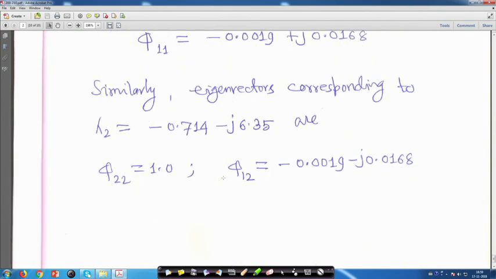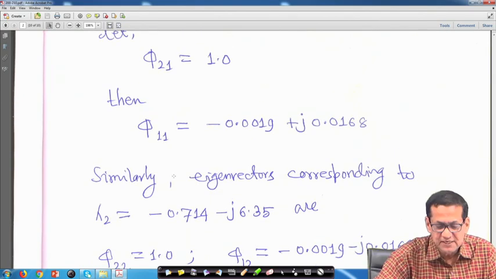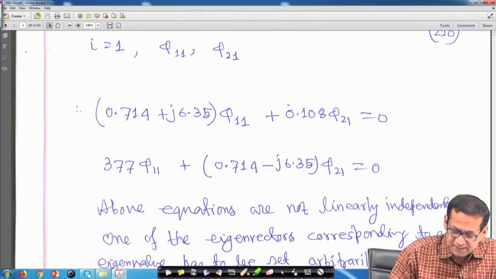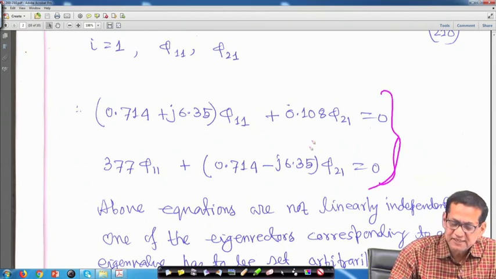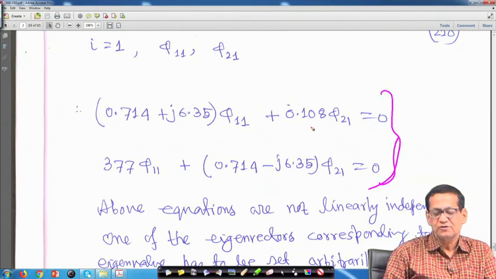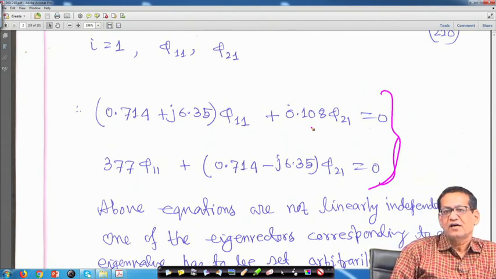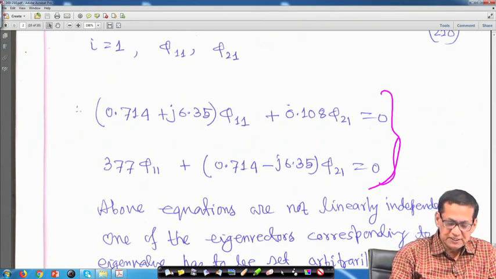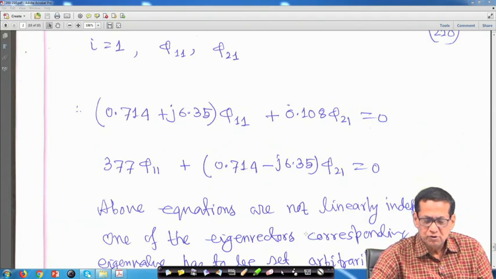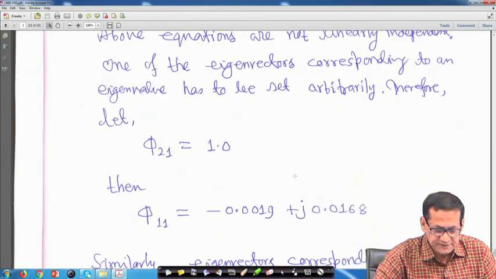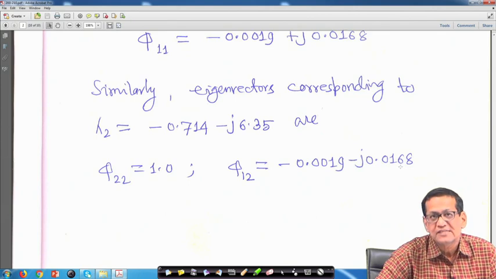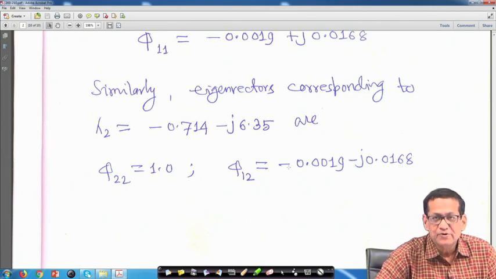Similarly, please write the other two equations in terms of phi 2 1 and phi 2 2 for that lambda 2 value, and then you assume that phi 2 2 is equal to 1. Then phi 1 2 can be calculated as minus 0.0019 minus j 0.0168. So we got all the 4 values.